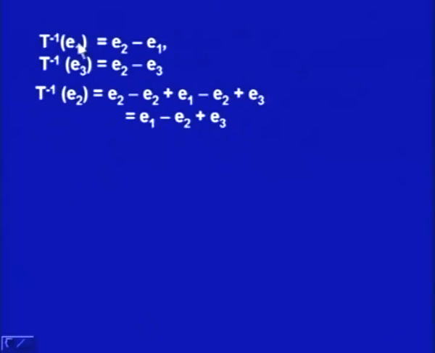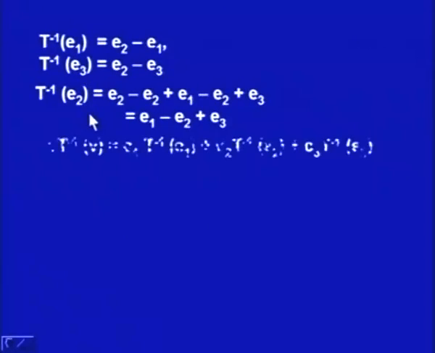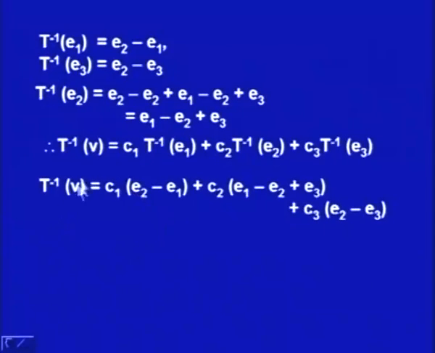So we get T inverse E1, we know what is T inverse E2, and we know what is T inverse E3, and that means we can find out what is the image for the vector V, which is (C1, C2, C3). So we can write down T inverse V as the linear combination C1 T inverse E1 plus C2 T inverse E2 plus C3 T inverse E3, and that means T inverse V is determined. And substituting these values, T inverse V is equal to C1 (E2 minus E1) plus C2 (E1 minus E2 plus E3) plus C3 (E2 minus E3).